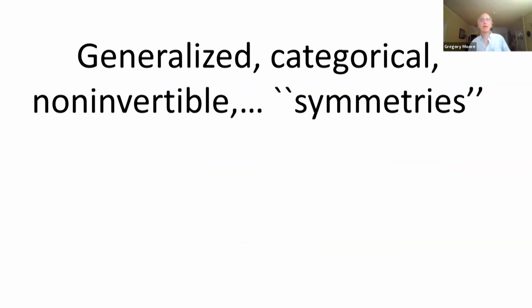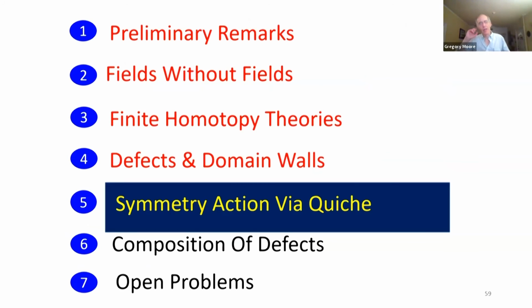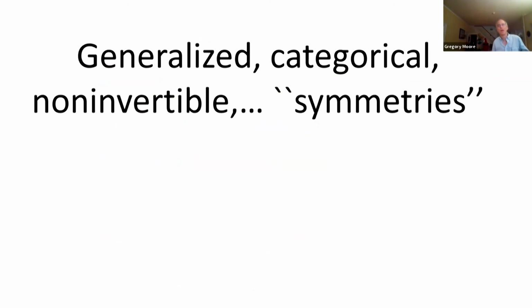So I've only got 10 minutes left, so I do want to get to one of the main points of our paper. And that is a picture of how these finite homotopy theories implement symmetries, internal symmetries with Q-form finite group symmetries and generalizations thereof.